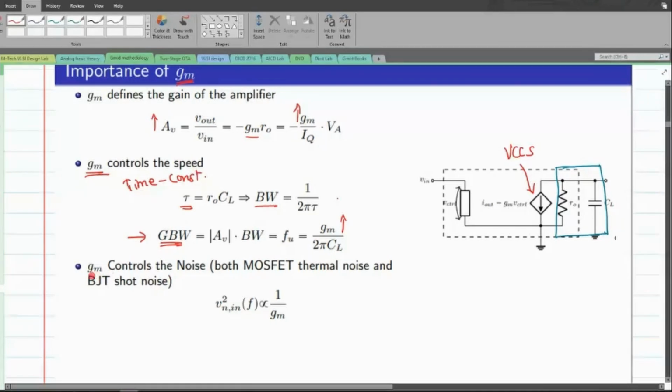The next thing is how this GM is controlling the noise. There are different sources of noise that exist in a transistor. In the case of a MOSFET, it is the thermal noise, and in the case of a BJT, we have something known as shot noise. Both these noise components, basically the noise densities, are in general inversely proportional to the value of GM. Whatever I've written here is what is known as the input referred noise.